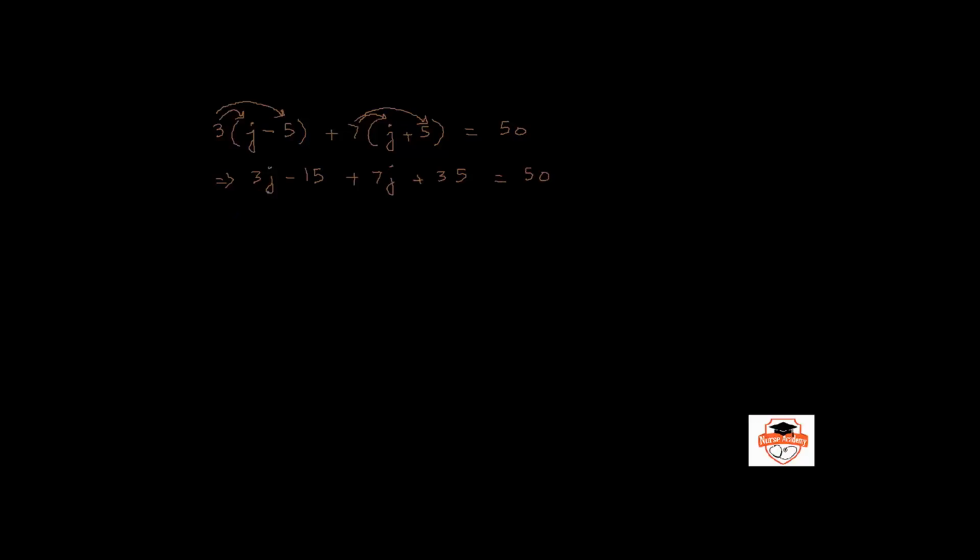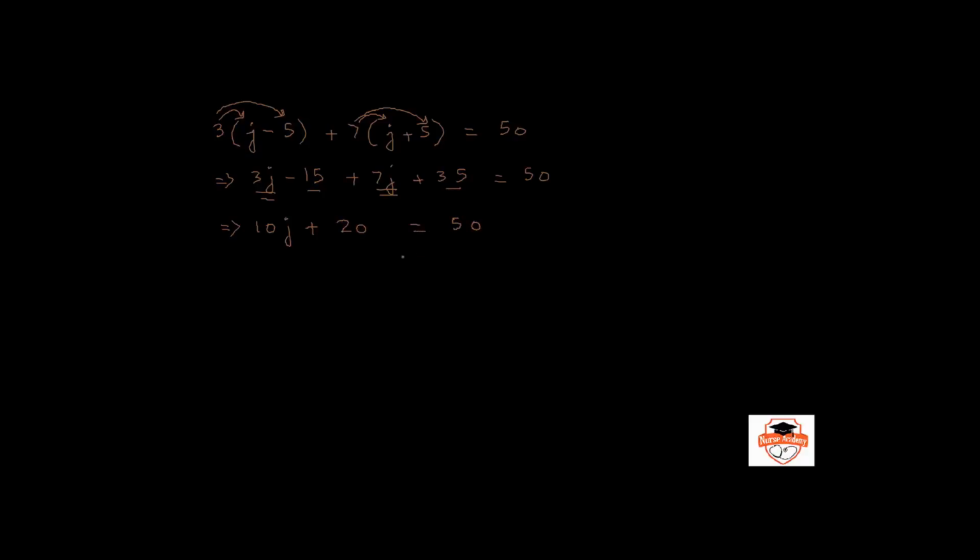We have a 3j and a 7j, both positive, which means 3 apples plus 7 apples is 10 apples, or 3j plus 7j is 10j. And we have a negative 15 plus 35. Negative 15 plus 35, the positive side is heavier, so we have a plus, and 35 minus 15 is 20, is equal to 50.